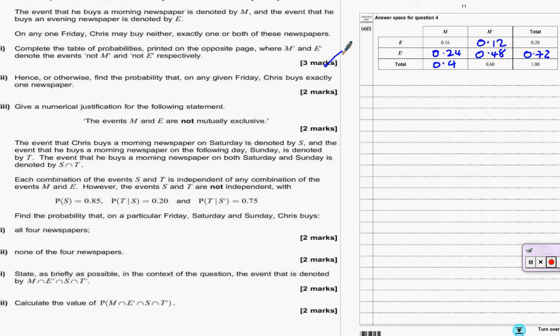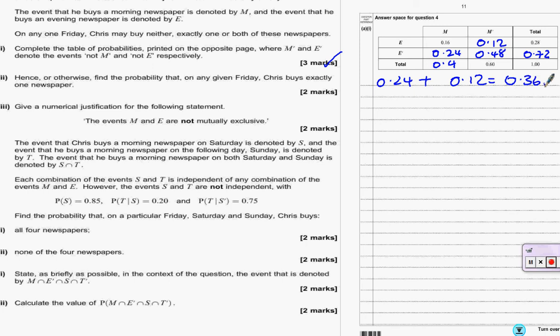Hence or otherwise, find the probability on any given Friday, Chris buys exactly one newspaper. If he only buys one newspaper, he either buys the morning one and not the evening one, and he would buy the evening one and not the morning one. So 0.12. Add those together, it gives you 0.36. That's the answer for the first bit.